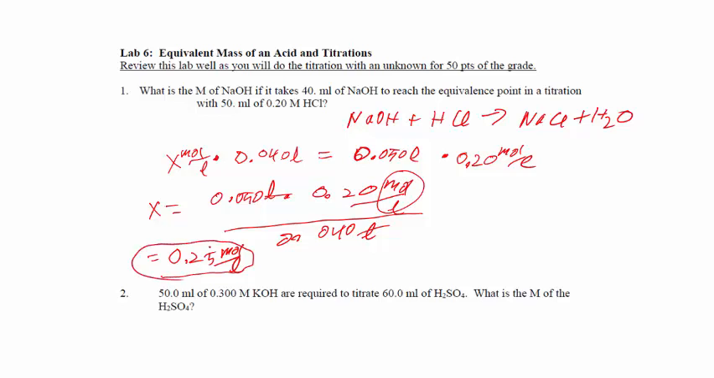Good. So we have 50 milliliters of 3.00 molar potassium hydroxide required to titrate 60 milliliters of H2SO4. What is the molarity of the H2SO4? Exactly the same thing, or not exactly the same thing. Let's write the equation before we do anything else.